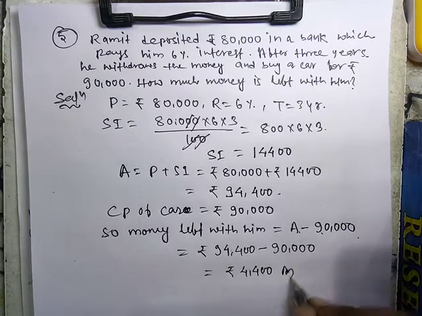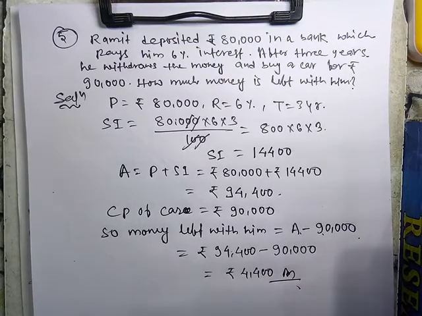Rupees 4,400. This is the answer. So money left with Ramit is equal to rupees 4,400. Thank you.